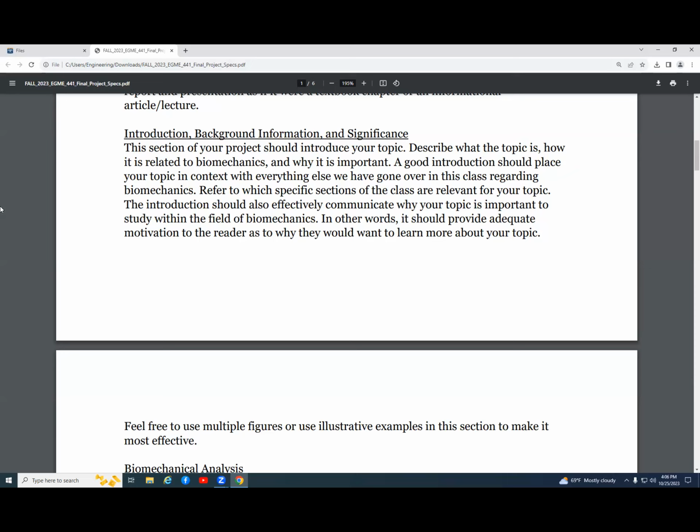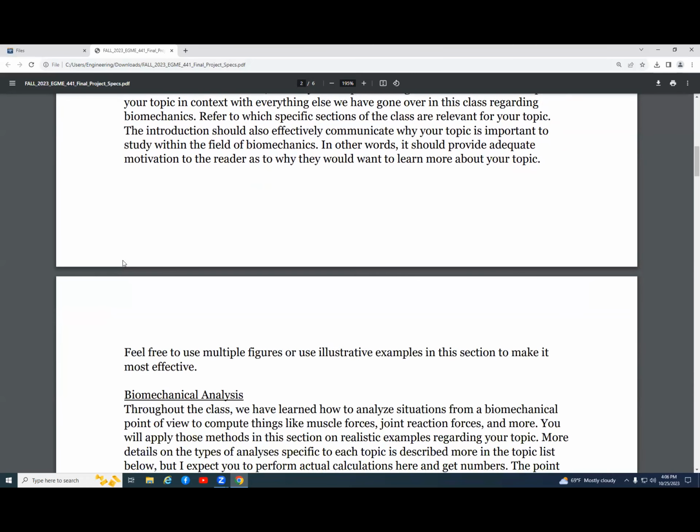The final thing I'll say about the introduction is that ideally, if someone else were to read about your topic from your report, or listen to your introduction from the presentation, they should come away with the sense that this is something really important to know, and something really relevant to biomechanics and to everything that we've been studying in this class.